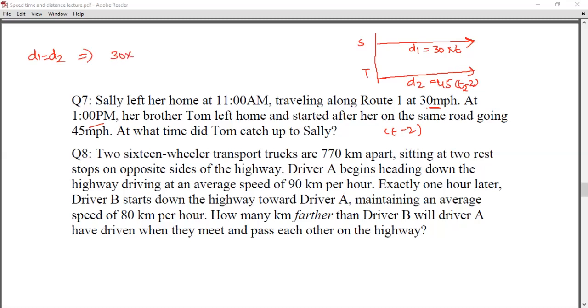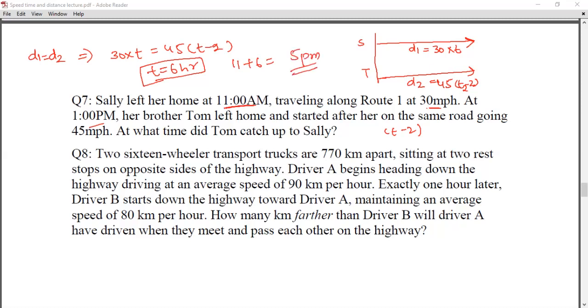So we can equate these two equations. So 30 into t equals 45 into t minus 2. Once you solve this, your time value will come as 6 hours. So we can say that Sally left her home at 11 a.m. So after 6 hours, Tom will catch up to Sally. So 11 plus 6, that is 5 p.m.